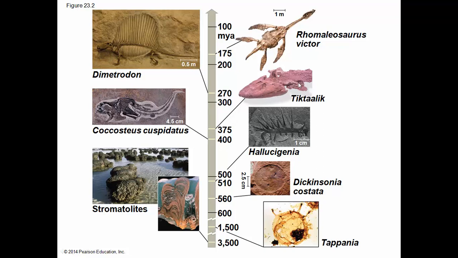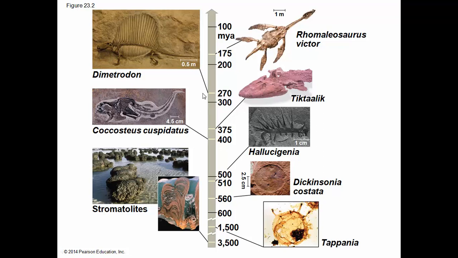Tiktaalik is like a fish and an amphibian together. It had robust limbs that it used to crawl around in the shallow waters, and it most probably gave rise to the tetrapods. Tetrapods are all four-limbed vertebrates. So everything from frogs to humans.